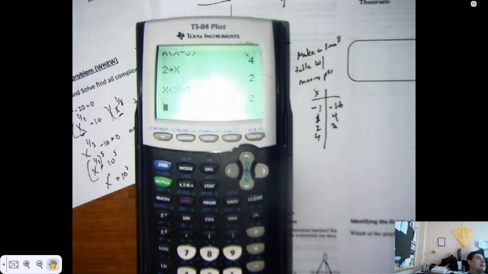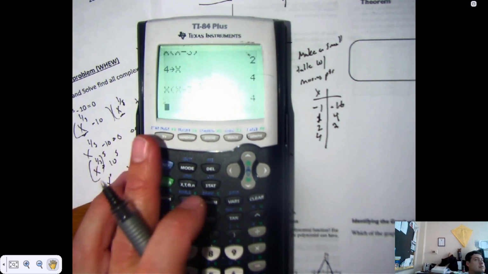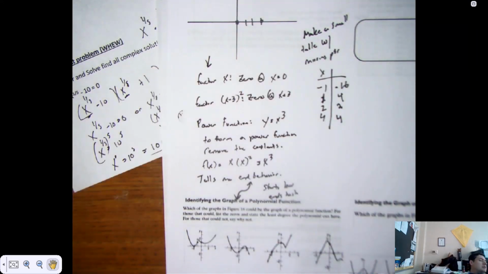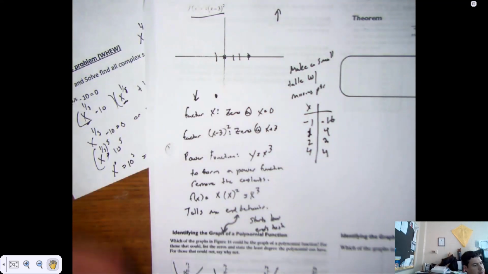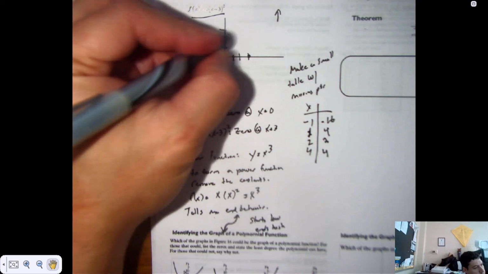Do you expect that 4 to be a nice, tall, high value or a low value? Expect it to be high because of end behavior. Actually, it wasn't too high. It was 4. Kind of interesting that it was 4. But end behavior will take care of the rest. So -1, down 16 is low like I anticipated. 1, 4, that's not too high. 2, 2. There's a 0. And then 4, 4.